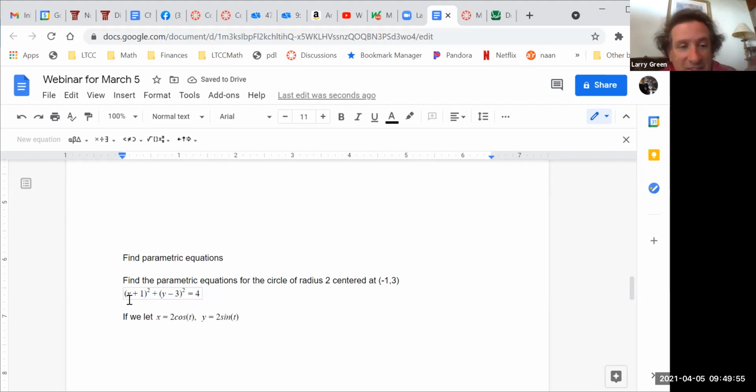So what I need to do is I need to do shifting. Okay. So let's just write it this way, we want x plus 1 to be 2 cosine t, and y minus 3 to be 2 sine t. Okay, any questions on that? And that way, when x is -1 and y is 3, we have our center. We get that 0, 0. So now what I can do is I can take this and solve for x and y.